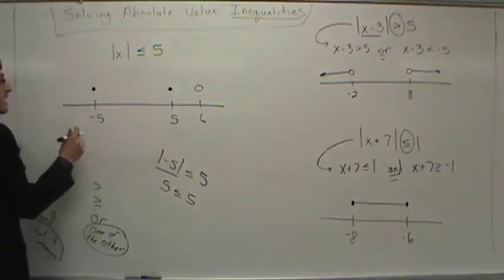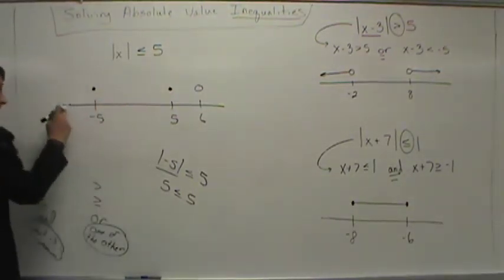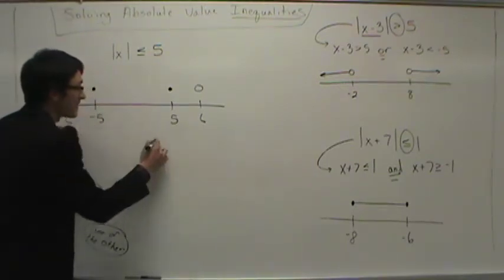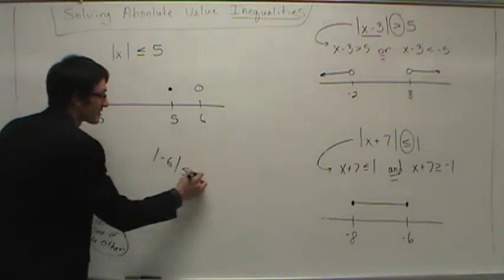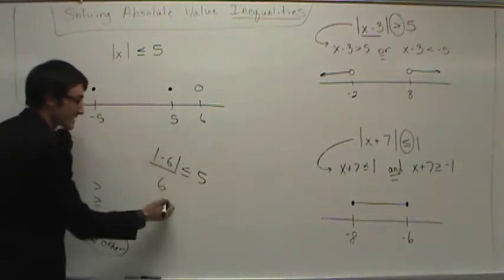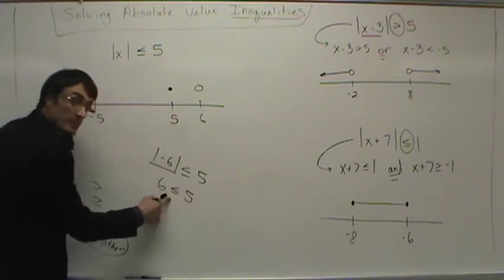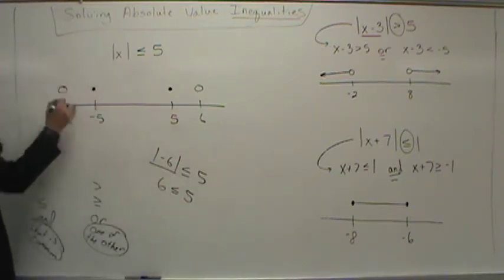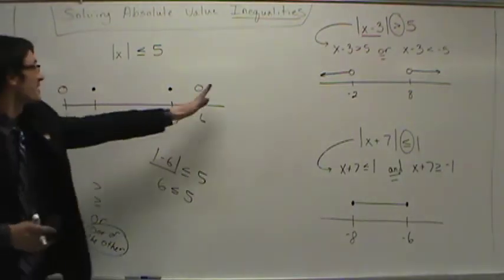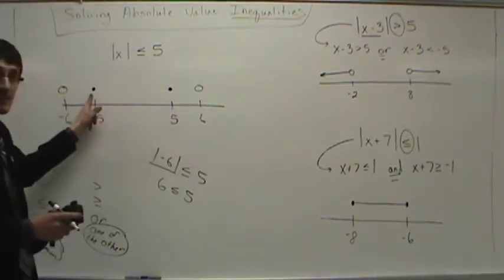Does negative 6 make it true? No. Let's look. Absolute value of negative 6 is less than or equal to 5. Is that true? May appear to be, but let's look. Absolute value of negative 6 is 6. Is 6 less than or equal to 5? No, that's false. So what do we have? Open at negative 6. Nothing here, nothing here. We see 5 works. We see negative 5 works.